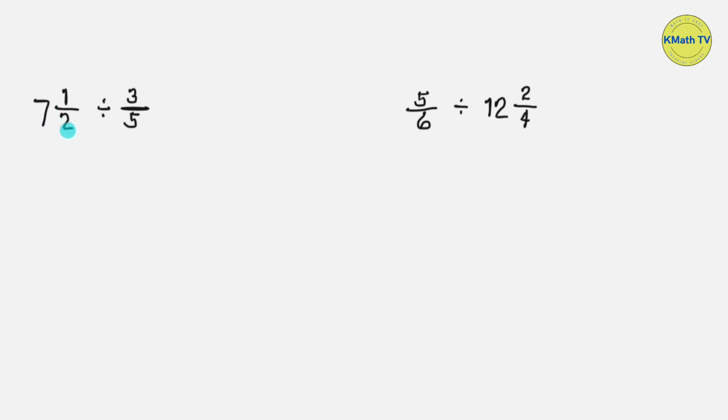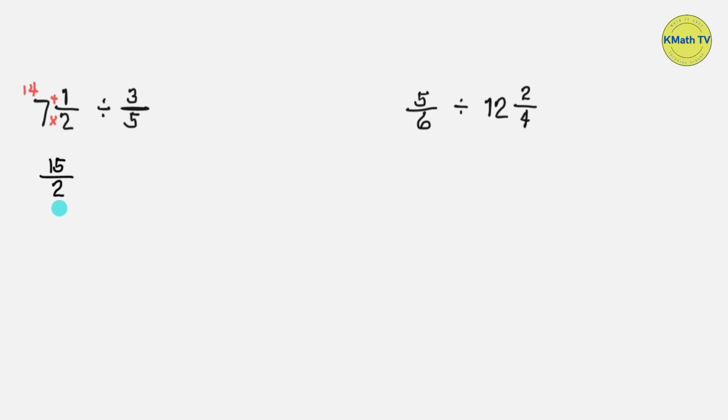Just multiply the denominator and the whole number. 2 times 7 equals 14. Then add the numerator. Plus 1. 14 plus 1 equals 15. This is the numerator. Okay, then copy the denominator 2. Okay, we already changed the mixed number to improper fraction. This is now the dividend.